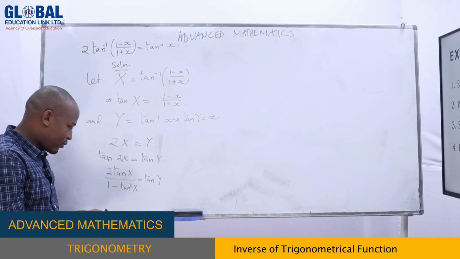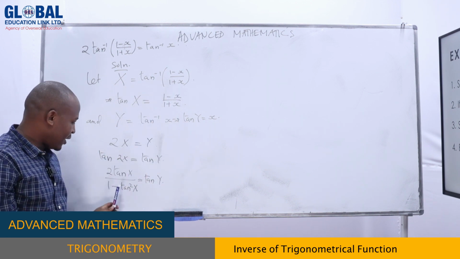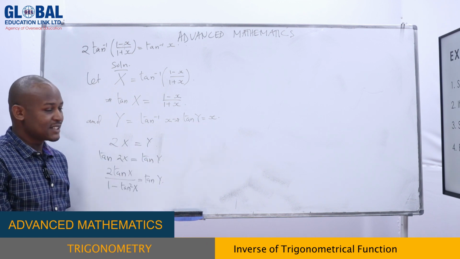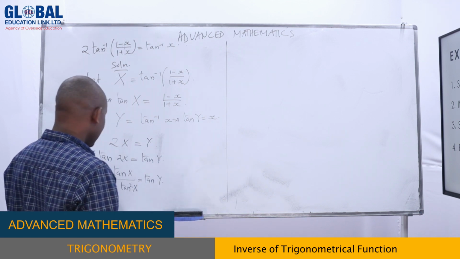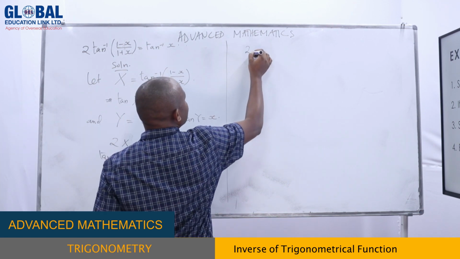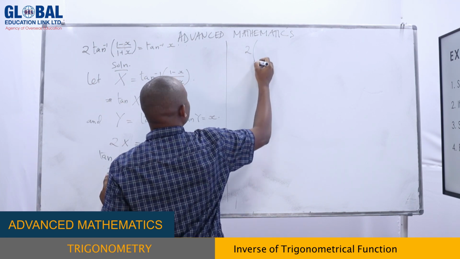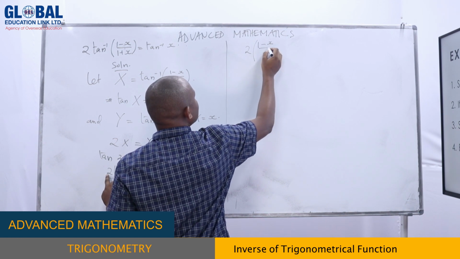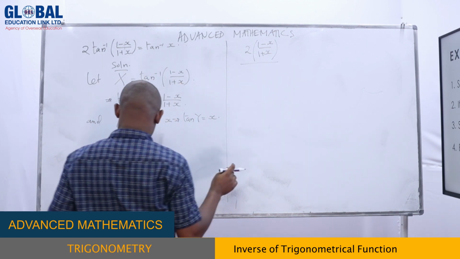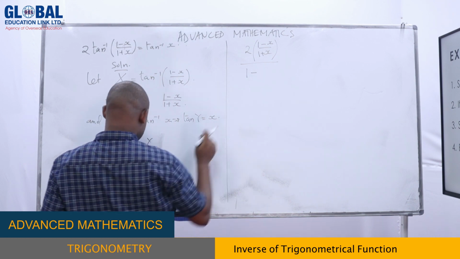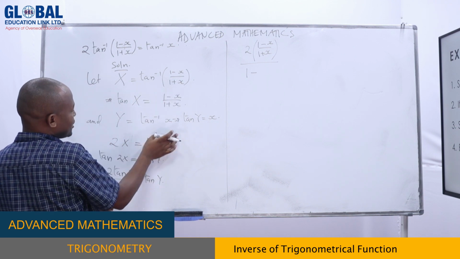But we know the values of these. We know the value of tan X, which is that, and also we know the value of tan Y, which is that. So can we plug them there and see what will happen? Let's check it. From this side we shall have 2, but our tan of X is this thing here, so we are going to be left with 1 minus x over 1 plus x over 1 minus tan square of X. And what is that?